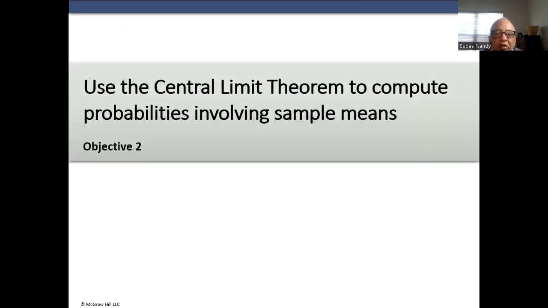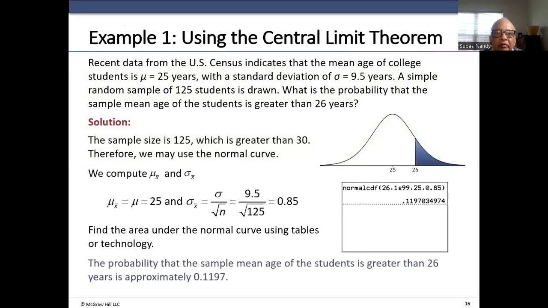Okay, involving sample means. Recent data from the US Census indicates that the mean age of college students mu is 25 years, standard deviation is 9.5 years, and a simple random sample of 125 students is drawn. What is the probability the sample mean age of the students is greater than 26? First, I notice I have to find the area on the right of 26, and 26 is greater than the mean 25. So I'm on the right of the mean, and I want starting from 26 all the way to the very extreme right, 1E99.